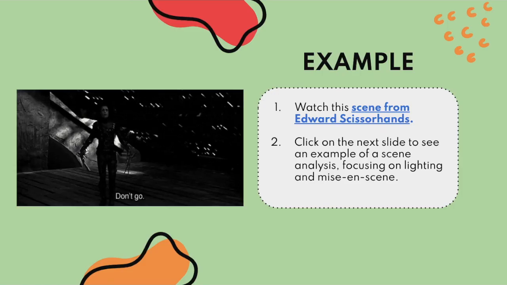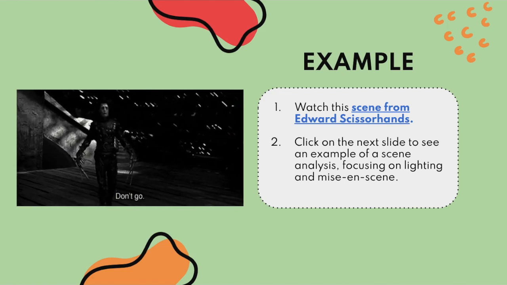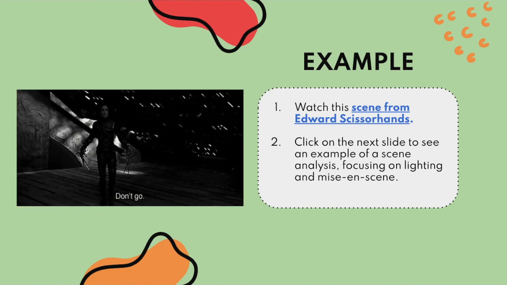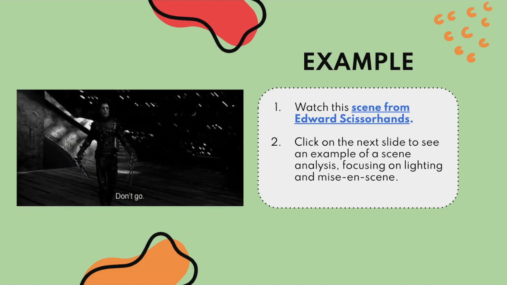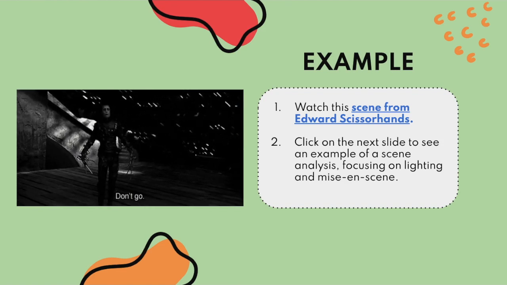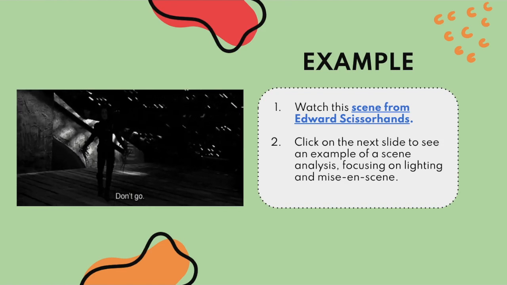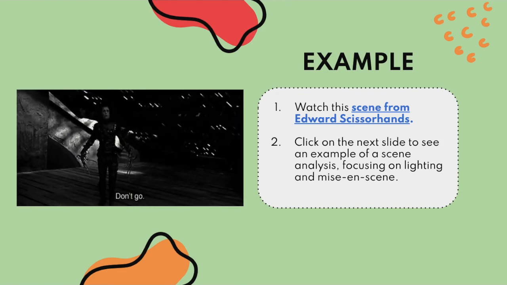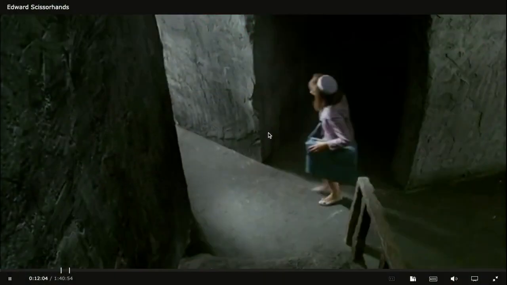So I'm going to show you now a scene from Edward Scissorhands. This is the scene where Peg goes to the abandoned mansion on top of the neighborhood to look for someone to sell her Avon cosmetics to, and in this scene she meets Edward for the first time. I'm going to play this scene for you, so make sure you're watching it, and then I'm going to model an analysis based on this scene with you.